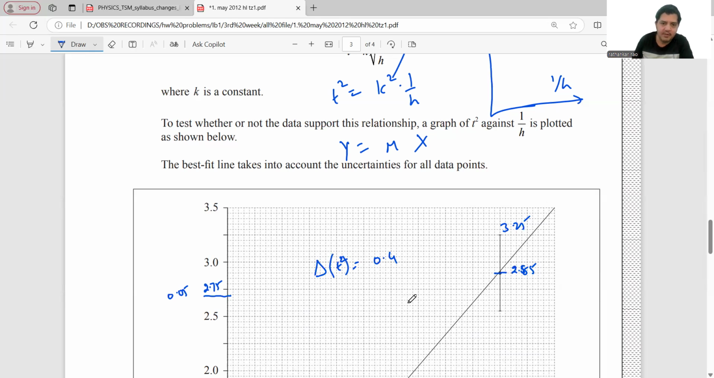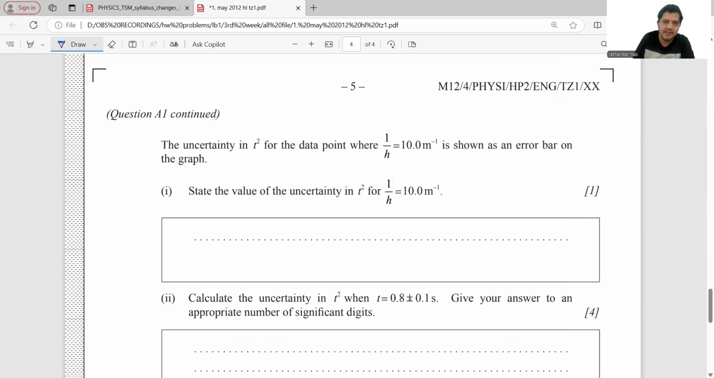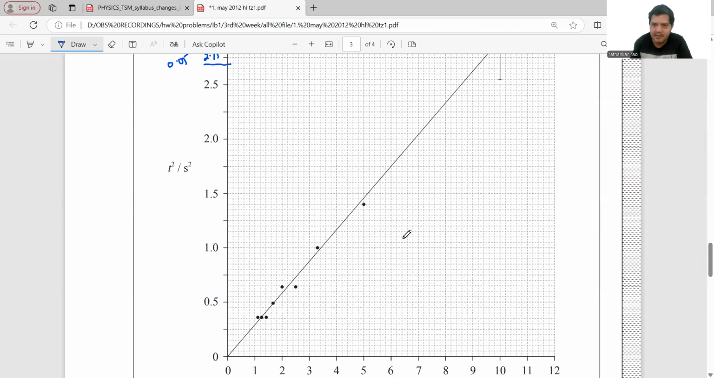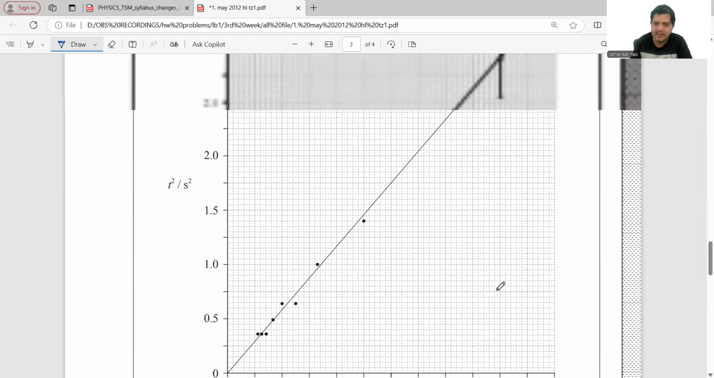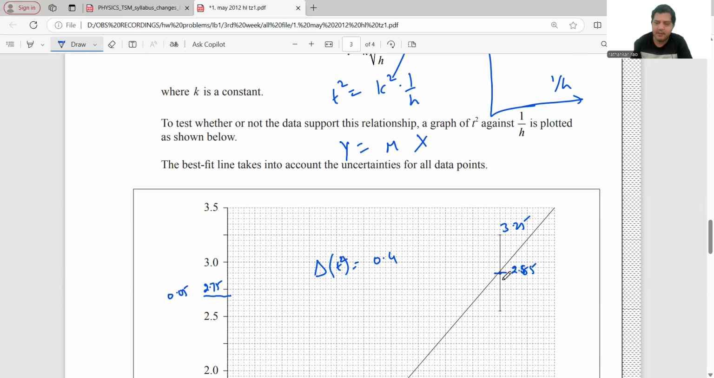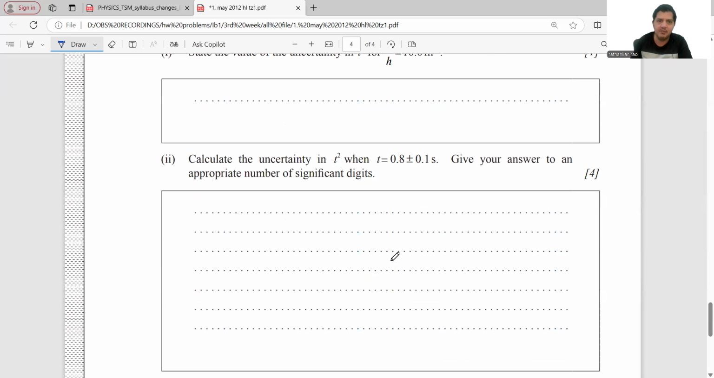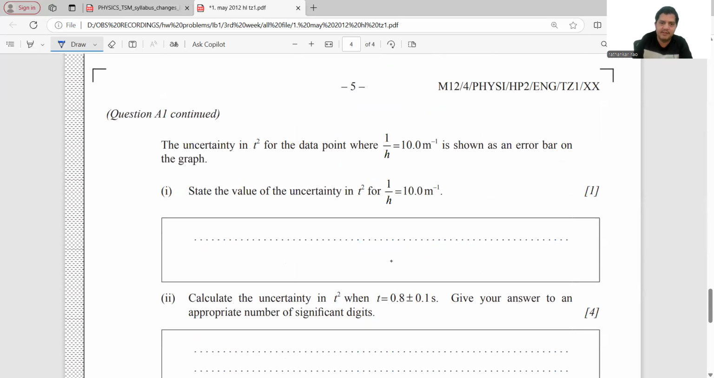Now let us go back here and write the uncertainty in value for t square for 1 by h equal to 10. See, this line corresponds to 1 by h equal to 10 here. So this is 2... it's not even 2.85, it's 2.9. I'm sorry, this is 2.90. 3.25 minus 2.90, delta of t square should be equal to 0.35. This is what I get. Let me write it down there. This value is 1 mark. So you write this as 0.35.